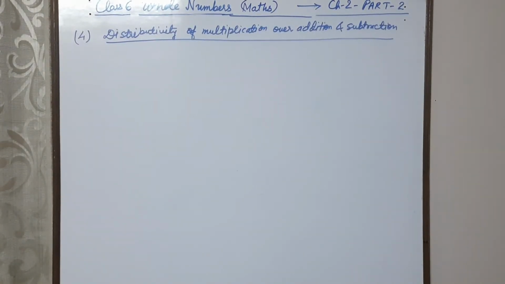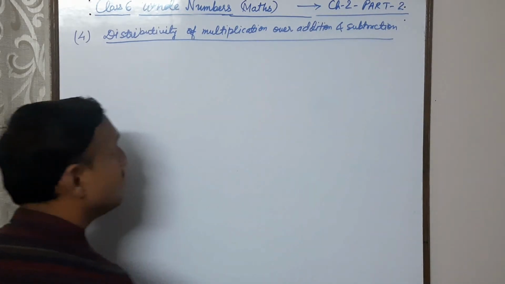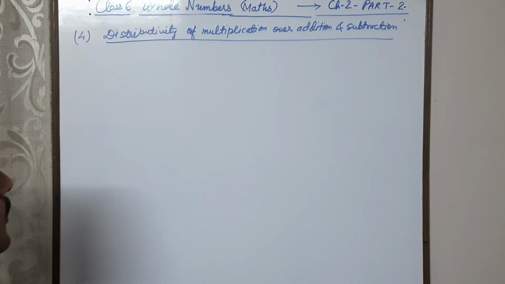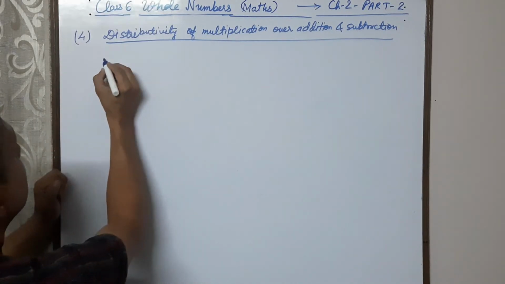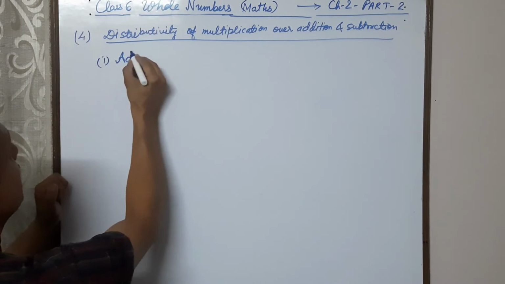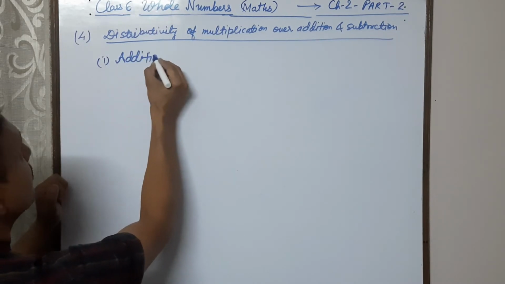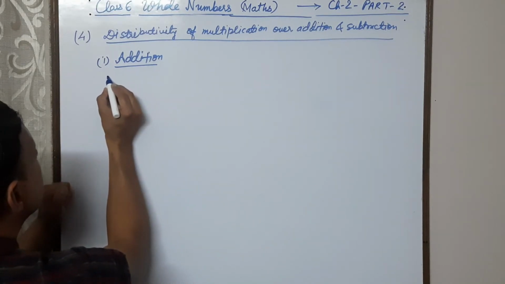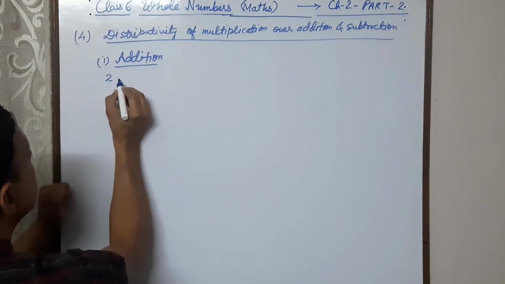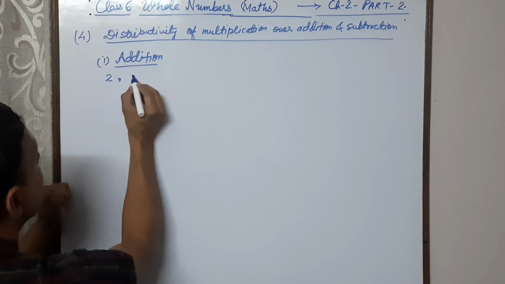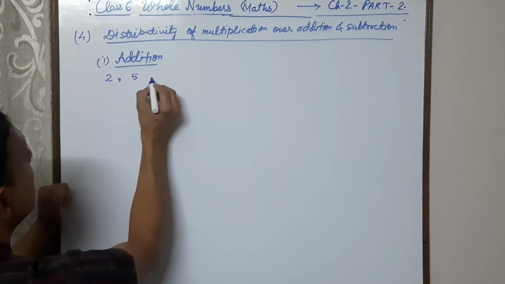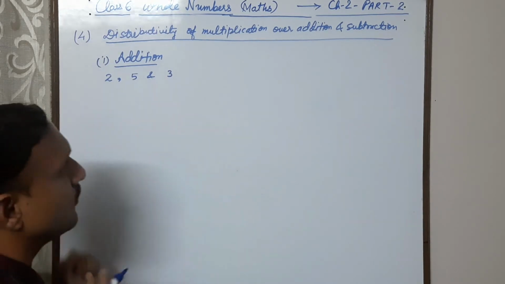Now let us see the fourth property, distributivity of multiplication over addition and subtraction. First for addition, let us see the distributive property for addition. Again let us work with an example. Let us take three whole numbers 2, 5 and 3.